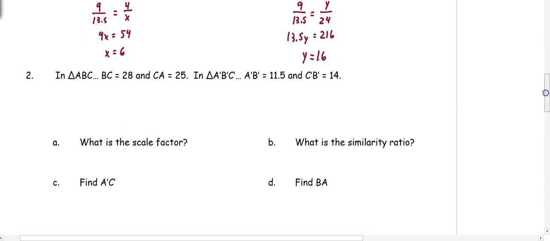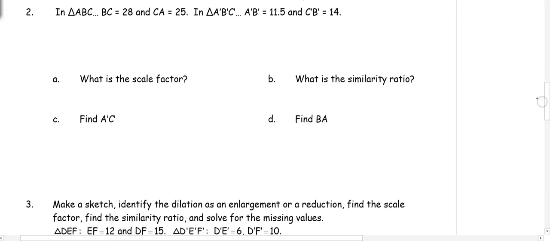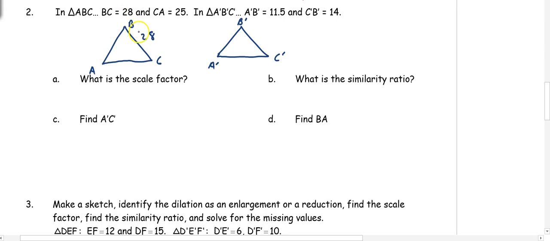So let's look at another example. So we're going to again draw our pictures. So we have triangle ABC, and we have triangle A prime, B prime, and C prime. So BC has a length of 28, CA has a length of 25, A prime B prime has a length of 11.5, and C prime B prime has a length of 14.